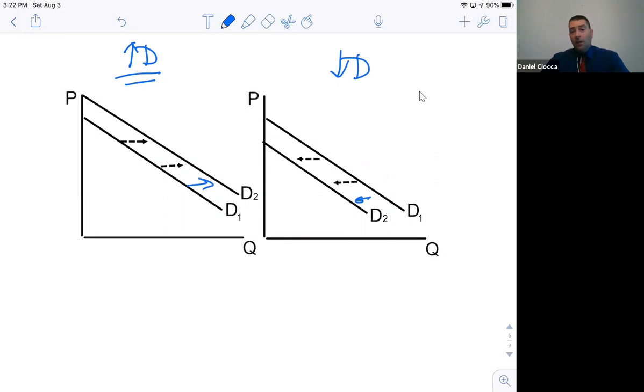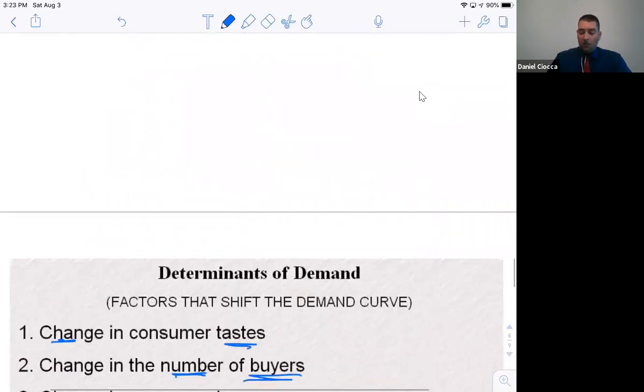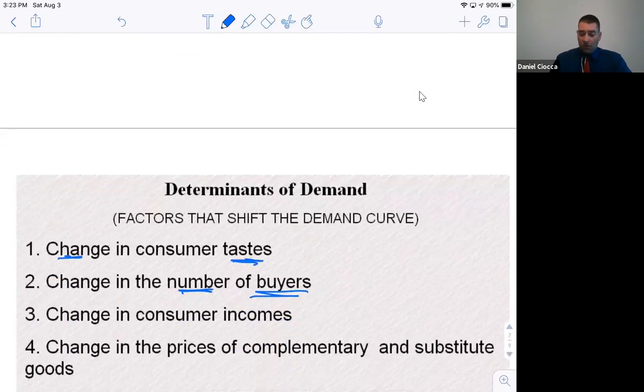In addition, there's often a huge increase in the demand for generators and plywood and other emergency supplies during perhaps a hurricane than there would be at other times. So, change in demand comes about because of tastes and preferences. Number two, by change in the number of buyers.